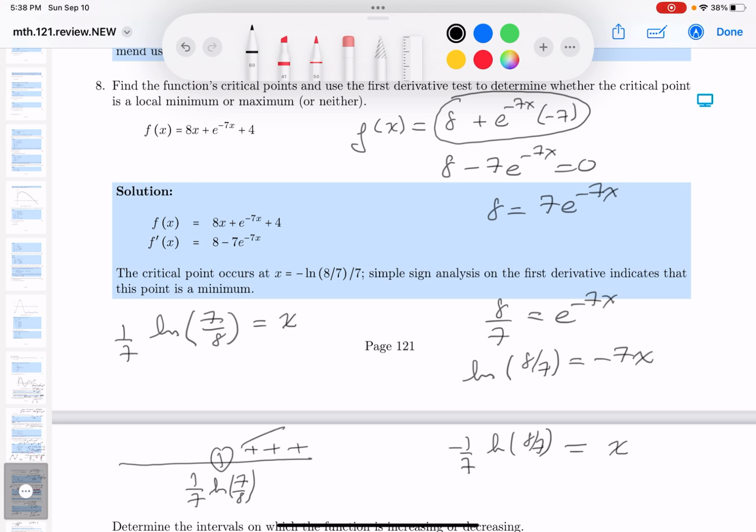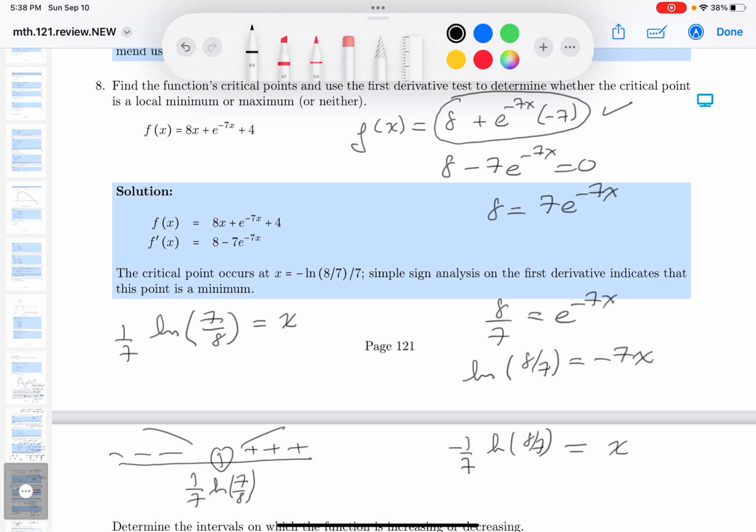Now if I took a number below this, 1/7 natural log of 7/8, I'm going to take minus 100. All right, might seem crazy to you, but minus 100. And what do you get there? Well, again, I'm looking at this over here, and if I took minus 100, I get 8 plus e to the 700. That's a huge number, and that's times minus 7. So overall, it's negative.